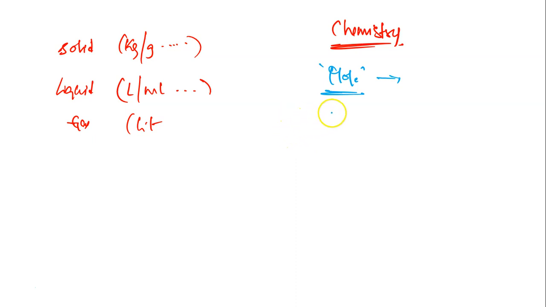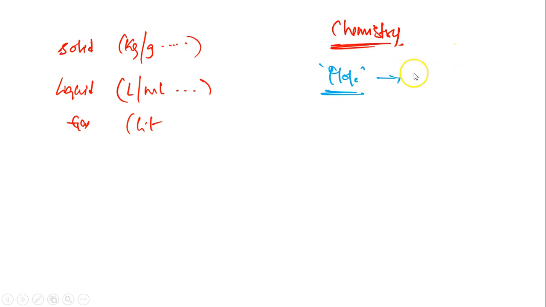So we use mole in chemistry. Mole is a unit of measurement in chemistry, and we use mole to measure matter. Remember, I'm talking about measuring matter, not measuring energy or something, correct? So now what's the value of a mole? What literally does 1 mole mean?